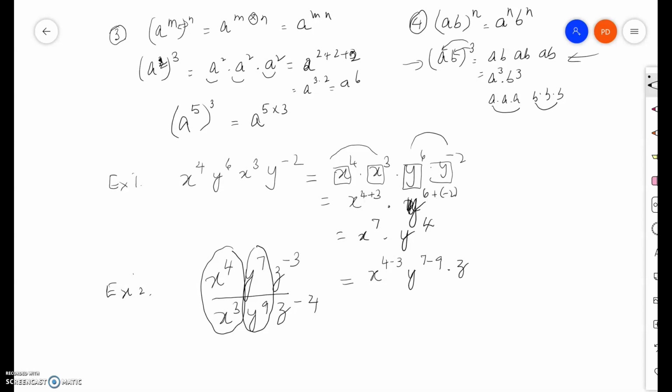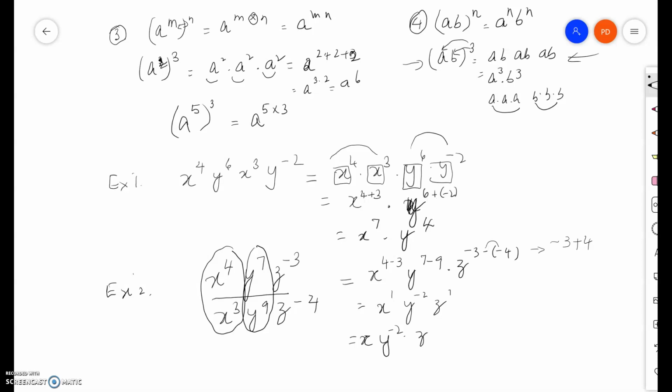Now z, negative 3 minus negative 4. So this is equal to 4 minus 3, which is 1, y to the 7 minus 9, which is negative 2, z to the negative 3 minus negative 4. Negative times negative is positive 4, so that is z to the 1. Negative 3 plus 4 is equal to 1. So this is equal to x, y to the negative 2, z.